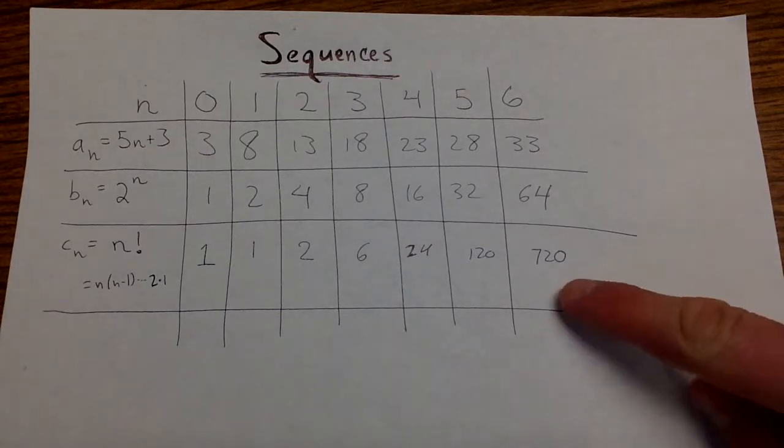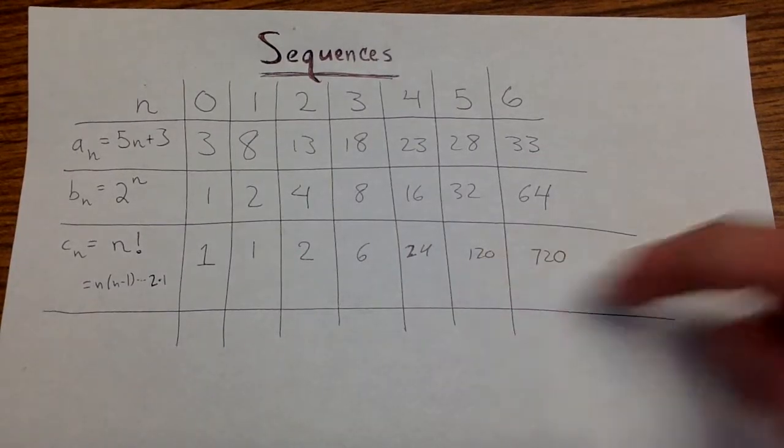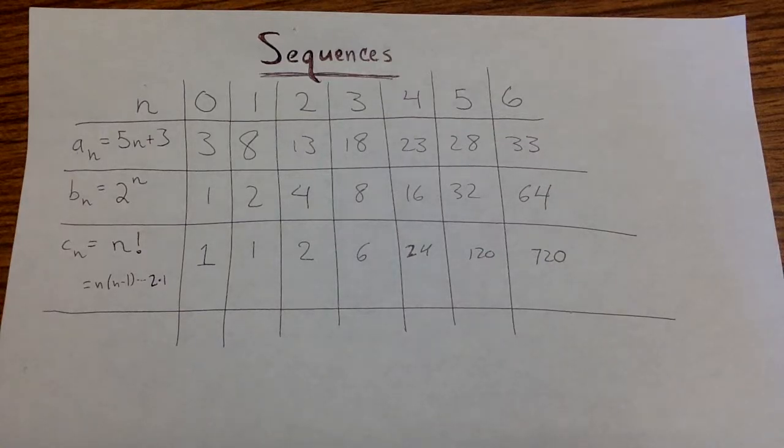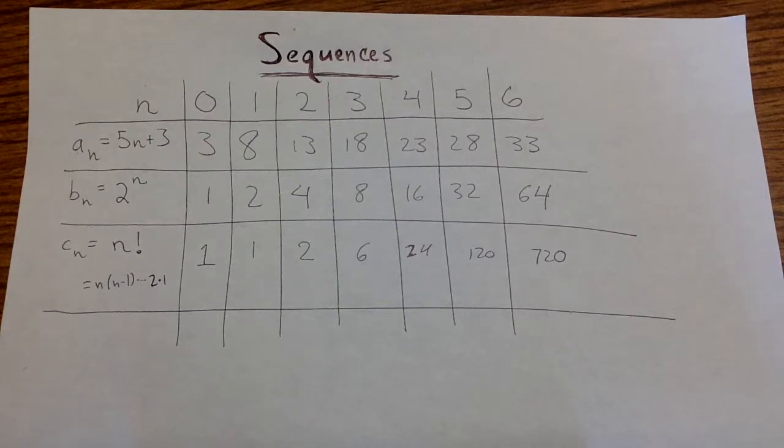However, if I were to calculate 720, I had to multiply 6 times 5 times 4 times 3 times 2 times 1. However, if I also observe that 720 is really just 6 times 120, then that can help me out. Similarly, I know that 64 is 2 times 32, and 33 is 5 plus 28. These things are not coincidences.